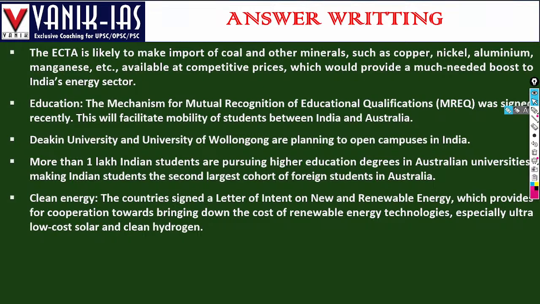Education. The mechanism for mutual recognition of educational qualifications was signed recently. This will facilitate mobility of students between India and Australia. Deakin University and the University of Wollongong are planning to open campuses in India, which will be the first foreign universities to open their campuses in India. More than 1 lakh Indian students are pursuing higher education degrees in Australian universities, making Indian students the second largest cohort of foreign students in Australia.